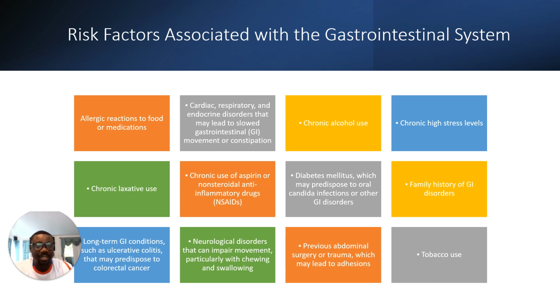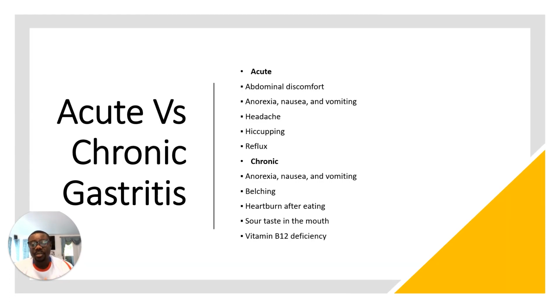Then we have other risk factors that are linked with the GI disorders. You have an allergic reaction to food or medications. You have cardiac, respiratory, and endocrine disorders that may lead to slow GI movement or constipation. You talk about chronic alcohol use. You have chronic stress. All these things are important, tobacco use and other things. Now we have to make sure we know these things for the NCLEX on the GI system.